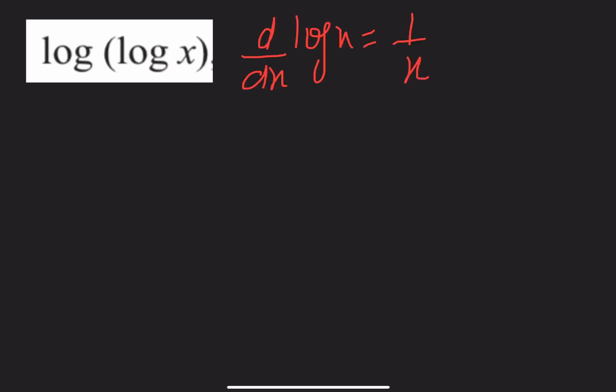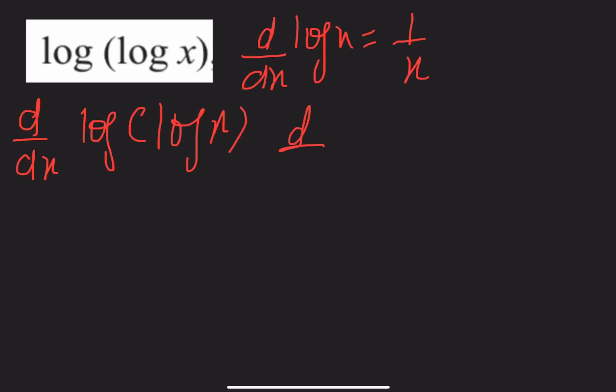So again we have two logs, we cannot apply any other method. Inside the bracket there is not x but there is log x. That means this is not a standard function and we have to use the chain rule. So this will be the derivative of log of log x, into the derivative of log x. First I am taking the derivative of the outer log and then I am taking the derivative of the inner one, because this is not a standard function.